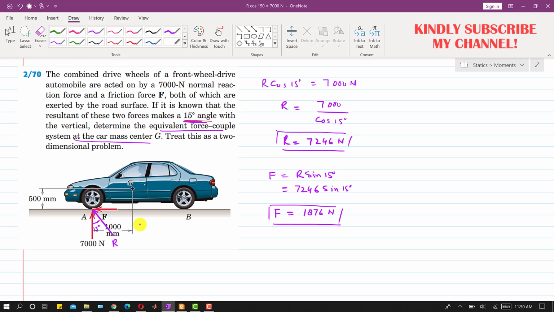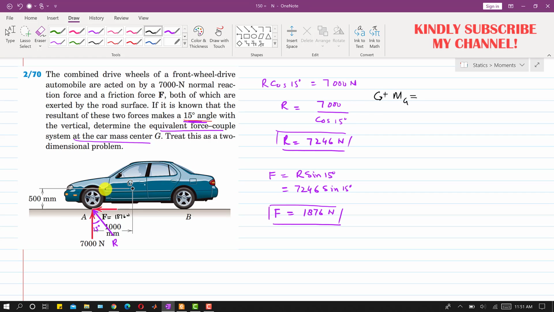Now we know the magnitude of this resultant, so we have to find the moment produced by this R about this point G, since we want to replace this R by a force couple system at point G. So first I will find the moment about G due to this R. That moment about G will be equal to, if we use Varignon's theorem, this force F, which is 1876 Newton, and let's say that the counterclockwise moment is positive.